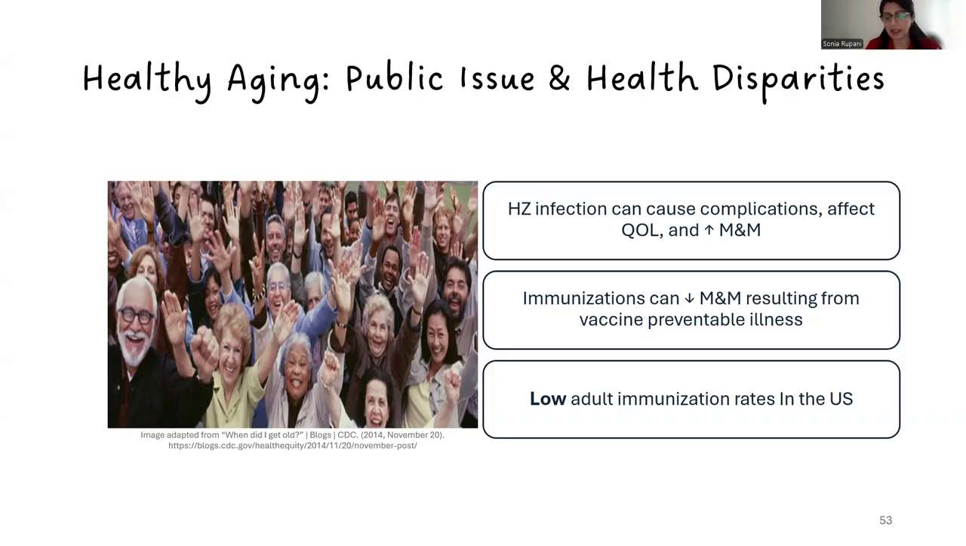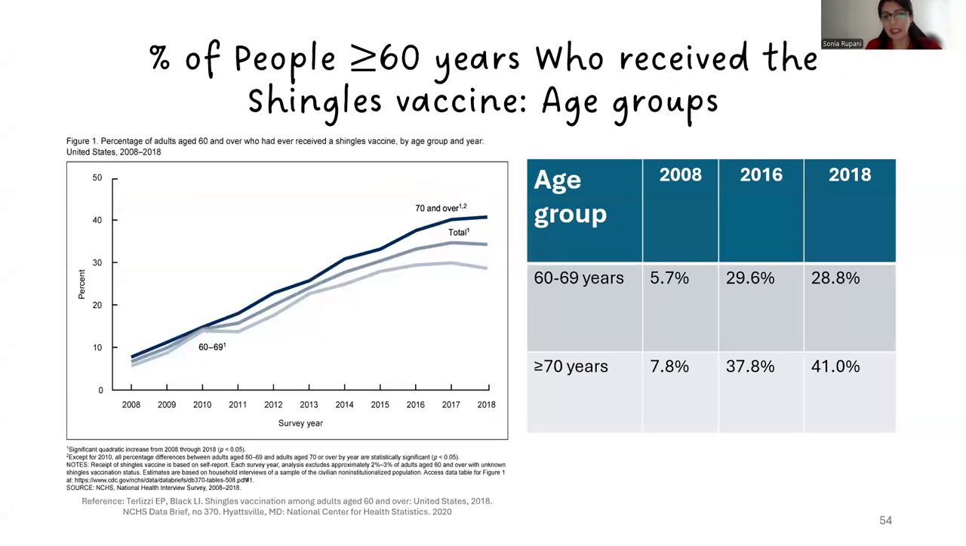in the United States. There was a study done by the National Center for Health Statistics, and this was looking at the percentage of people who are 60 and older who got their shingles vaccine. For 60 to 69, between 2008 and 2018, it went from 5.7 to 28.8. So we're not there yet. And for those older than 70, in 2018, we went to 41% from 7.8 back in 2008.